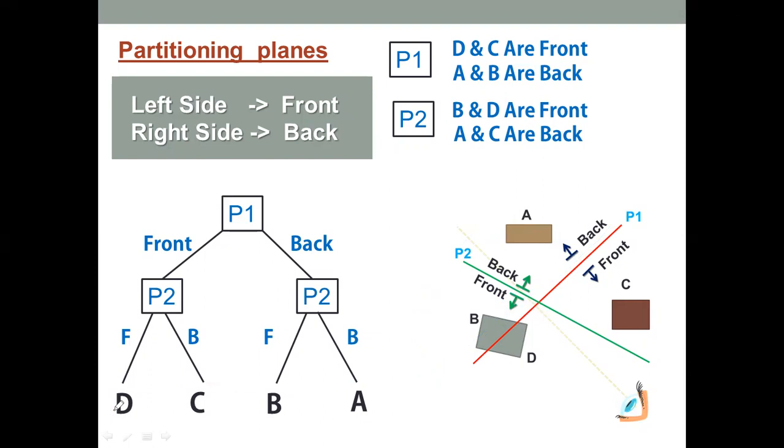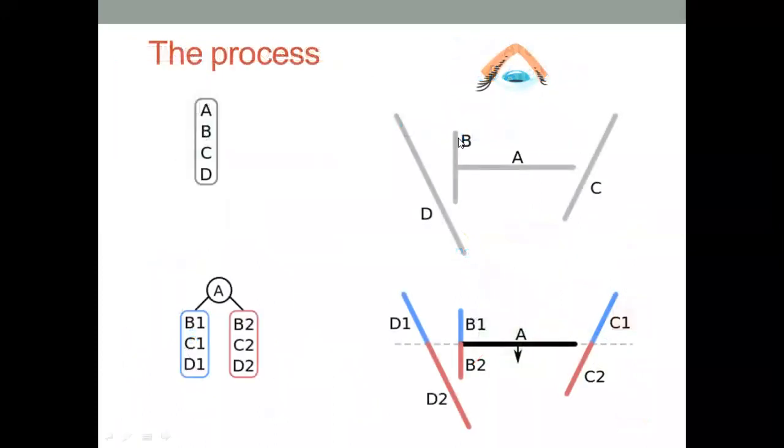Now we consider another example using line segments. So these are our objects. This is our viewpoint. We have A, B, C, and D.